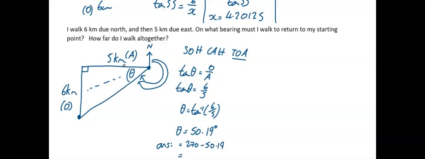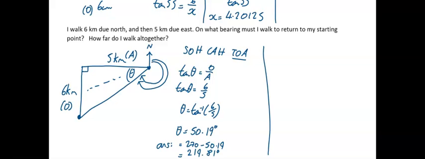So if you do that out, see what you get. 270 minus 50.19, press equals, and what I have got is 219.81 degrees, and that is it.